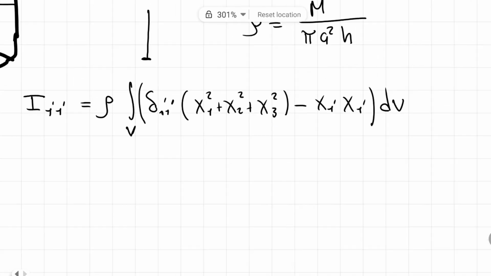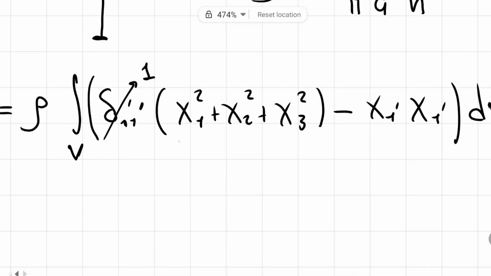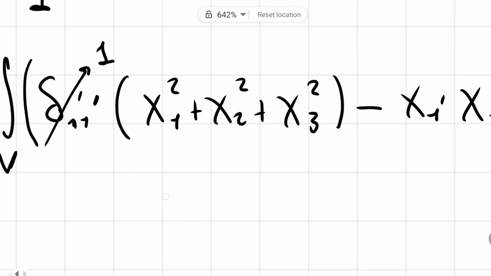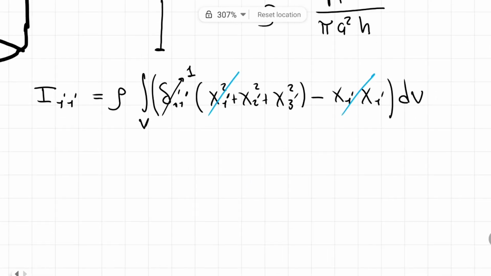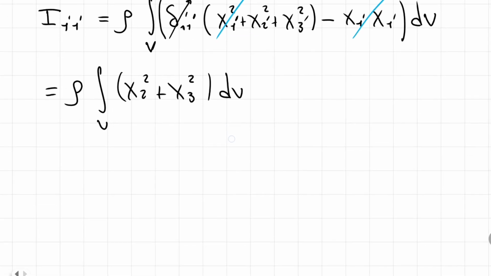Okay, perfect. As I mentioned, this is going to be equal to 1. So we can see that this x1 squared will cancel with this x1 squared. Okay, in this case, I forgot to put the prime notation here, but it's not that important. So this x1 will cancel with this quantity over here. So we are going to get an integral like this: the density times the volume integral of x2 squared plus x3 squared times the volume differential.